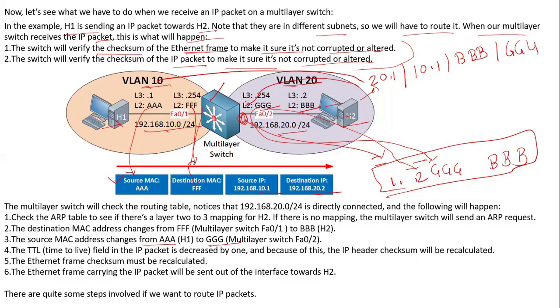When traffic reaches this switch, then another packet will be generated. What will be now? Source and destination IP will be the same. Only the MAC addresses will be changed, source FFF and destination AA. And the TTL value also decreases when it reaches the switch. Checksum will be calculated. So this is the difference between layer 2 and layer 3.